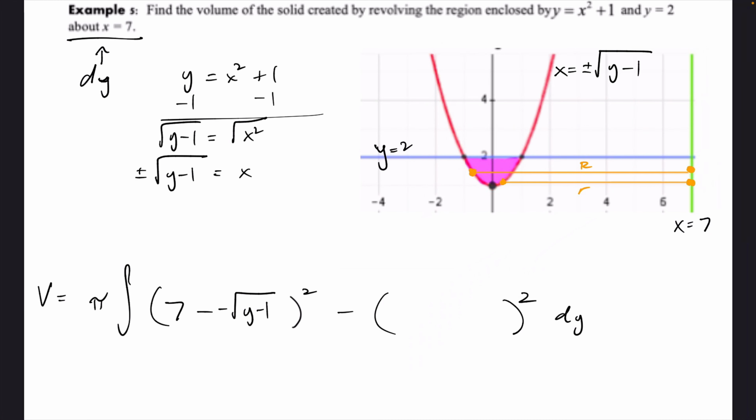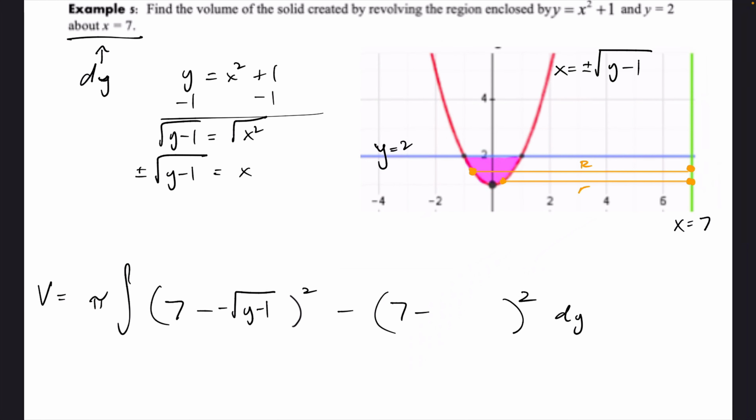Little r starts with 7. And then it also hits the parabola, but it hits the positive side of the parabola. It hits this side where x's are all positive. So that's where it's going to be positive. So it's going to be 7 minus y minus 1.